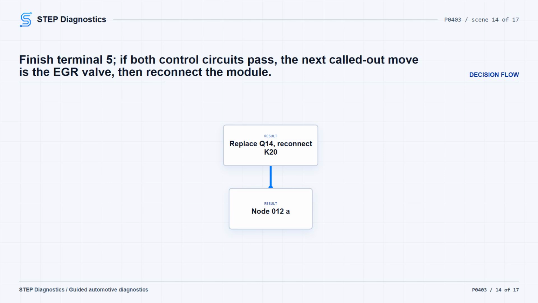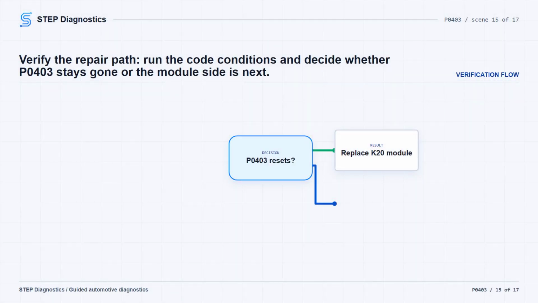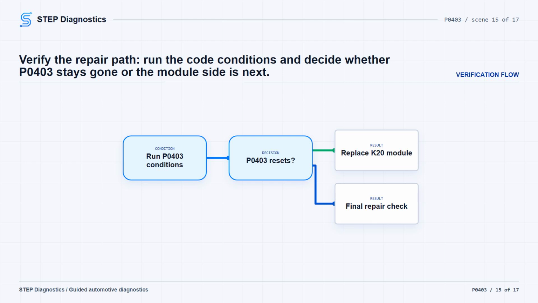If terminal 5 is also less than 2 ohms after the previous checks have passed, the diagnostic path calls for replacing the EGR valve. Then reconnect the engine control module connector. After the EGR valve repair path, operate the vehicle under the conditions that run the code, or under the captured failure conditions, and verify P0403 does not set. If the code sets after that repair path, the diagnostic decision points to replacing the engine control module. If the code does not set, continue with the normal final repair verification and confirm the code stays gone.